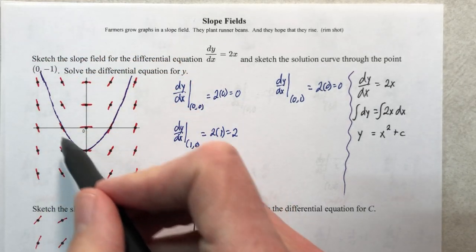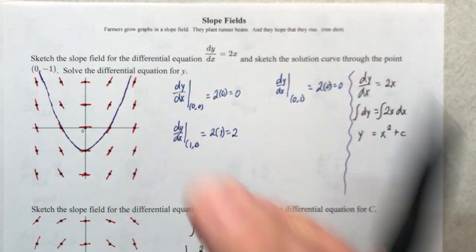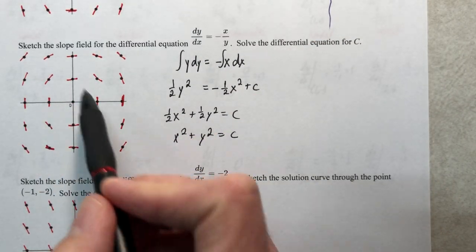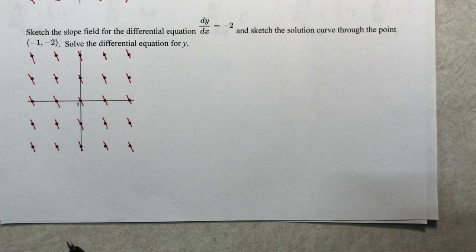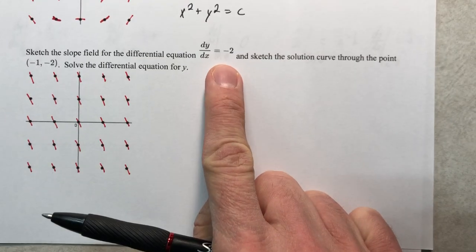Okay, back to the very first problem. You could draw a parabola through here and follow the trend. You could draw a circle through here and follow the trend. If you're going to follow this trend, it's a line with a slope of, don't think too hard.